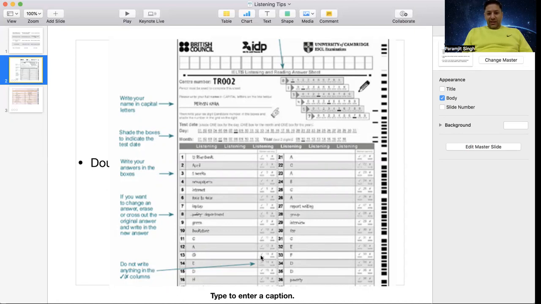Do not write anything in these columns. So you have to write your listening answers 1 to 40 here. That's it. And your name and your date, you have to write it here. That completes your IELTS listening answers.